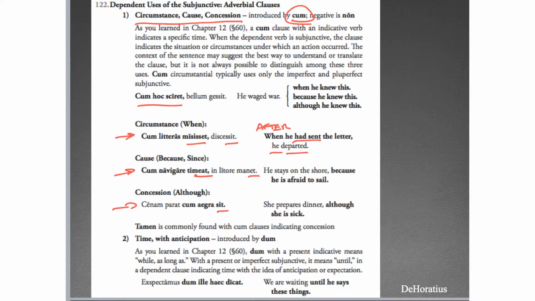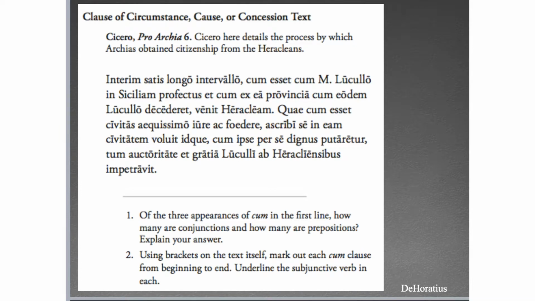The good news about the subjunctive sequence of tense is that more often than not, the subjunctive verb is just going to be translated the way it looks. So in that first example, cum litteras misisset, pluperfect subjunctive, translated as a pluperfect. The next 2 examples, timeat and sit, the present subjunctives are translated as present. And then this will go through some different examples and some different words. I'm not going to go through all of them because they're straightforward.